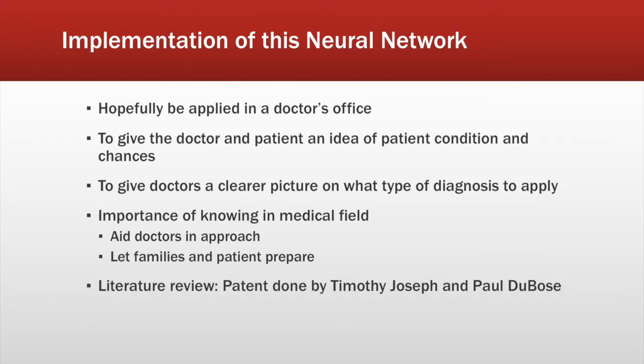When we were looking through literature reviews, we found a patent that was already established by Timothy Joseph and Paul Du Bois. In their patent, they were basically discussing how different physicians have different backgrounds and knowledge, so it's not always going to be the same in their diagnosis. Using a neural network or a computerized system, it would be more standardized and come to the same result each time. That would greatly help the system and reduce human error.